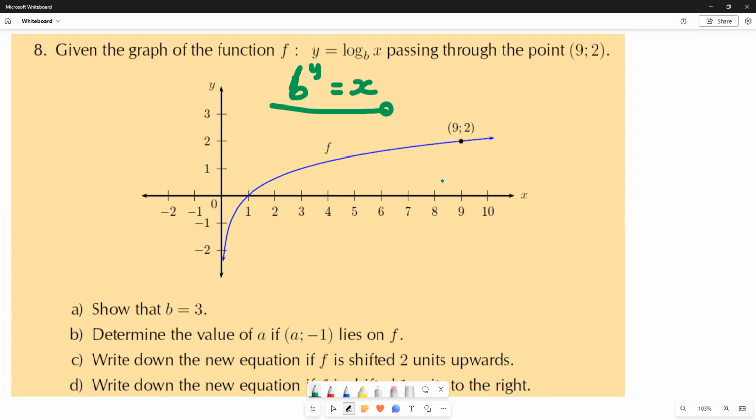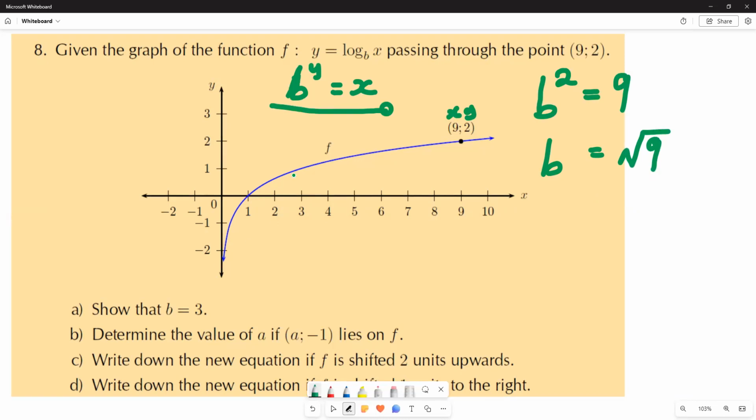Now I can easily solve for b here. This is not a 6, it's a b. This is my x, that's my y. So I have b to the power 2 equals 9, then b equals the square root of 9.